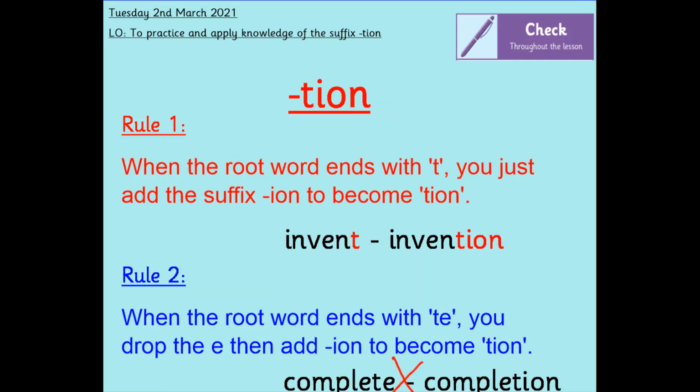The first rule is when the root word ends with T, you just add the suffix I-O-N to become T-I-O-N, like in the word invent becomes invention. You can see that invent ends in a T, then you just add I-O-N. For the second rule, when the root word ends with T-E, you drop the E, then add I-O-N to become T-I-O-N. Like in complete, you just drop the E and add I-O-N to become completion. So those are our two important rules for this week's spellings.